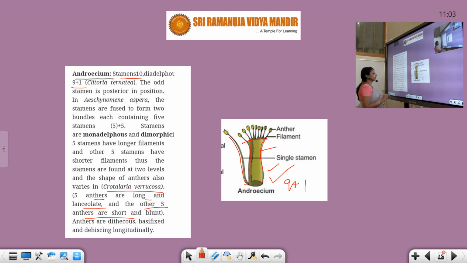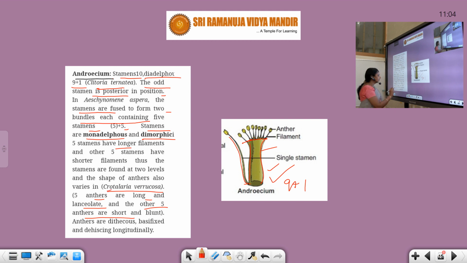So it is not necessary for you, of course. It is diadelphous, and in Crotalaria the odd stamen is posterior in position, this one, and the stamens are fused to form bundles, each containing 5 plus 5. The stamens are monadelphous and dimorphic in some cases. Generally it is not necessary for you, of course. And in Crotalaria 10 stamens are there.